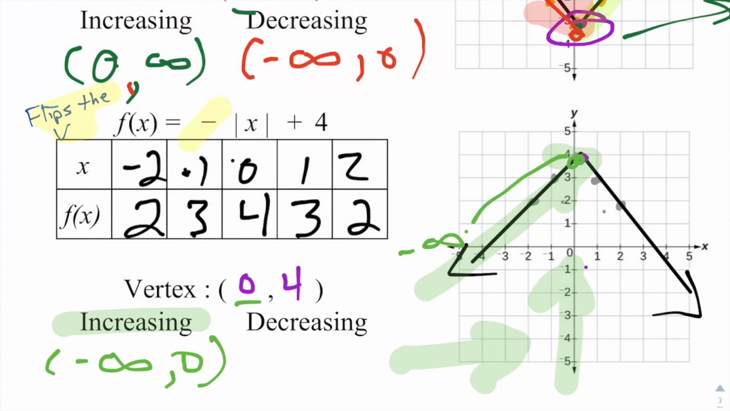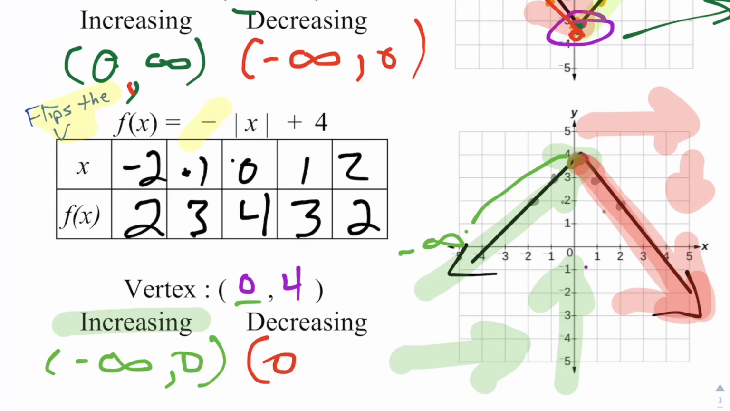To talk decreasing, we want to talk about when the graph is going down, going left to right. And we can see that it starts decreasing at the vertex. Our x value at the vertex is just 0. And it never stops decreasing. It decreases forever all the way out to the right of the graph, where the largest x value that goes on forever is infinity. So our decreasing interval will be 0 to infinity.